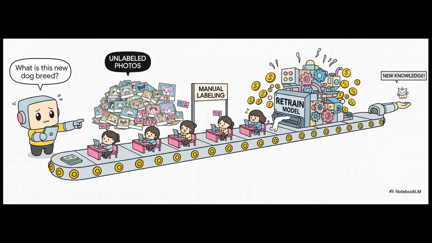And this is where that old approach started to feel really brittle. So you want your AI to recognize a new breed of dog or a new model of car? Well, you had to start all over again. Collect thousands of new pictures, pay people to label every single one, and then retrain the entire model from scratch. It was painfully slow, super expensive, and just couldn't keep up with the real world.